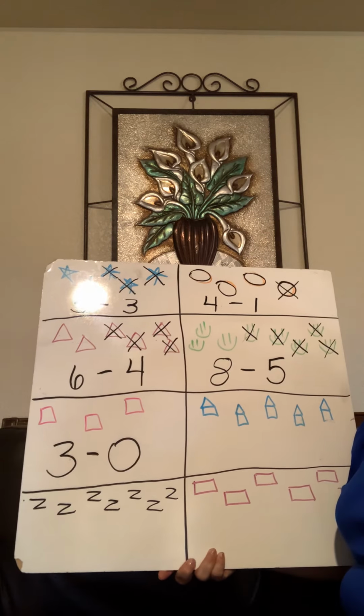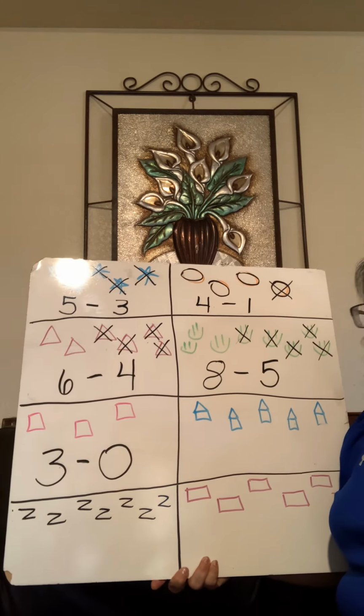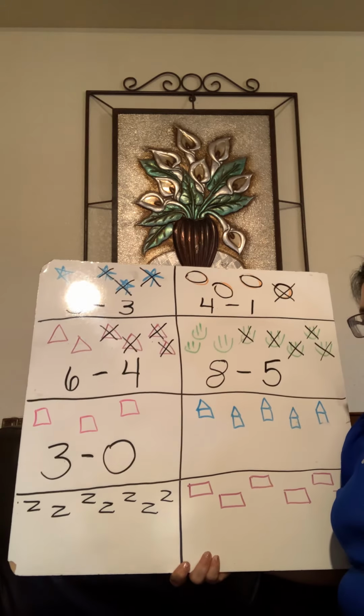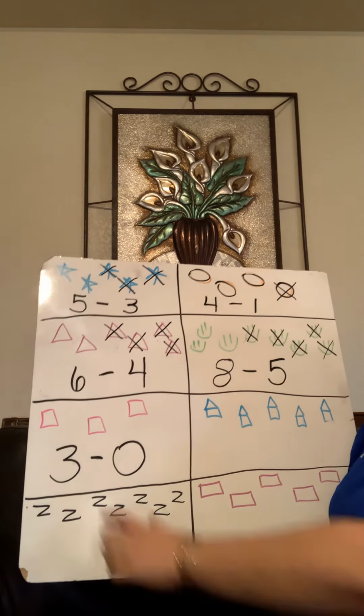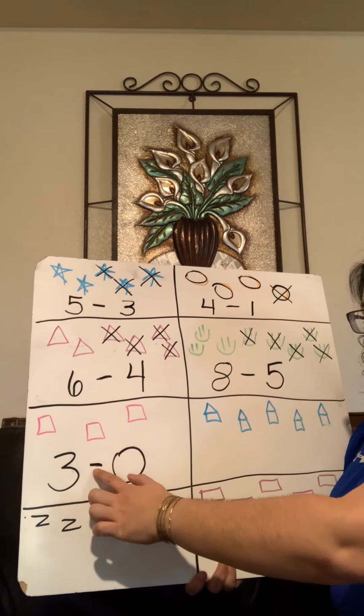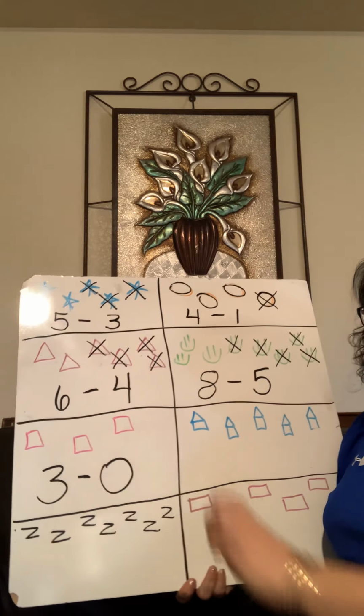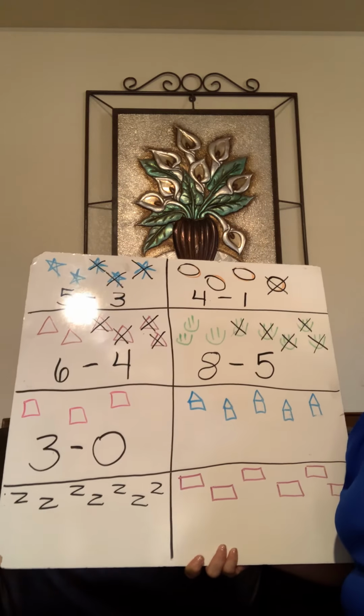That one was a tricky one because I didn't take any squares away. I did not give any away. I stayed with the 3 squares. So 3 minus 0 because I didn't take any away.